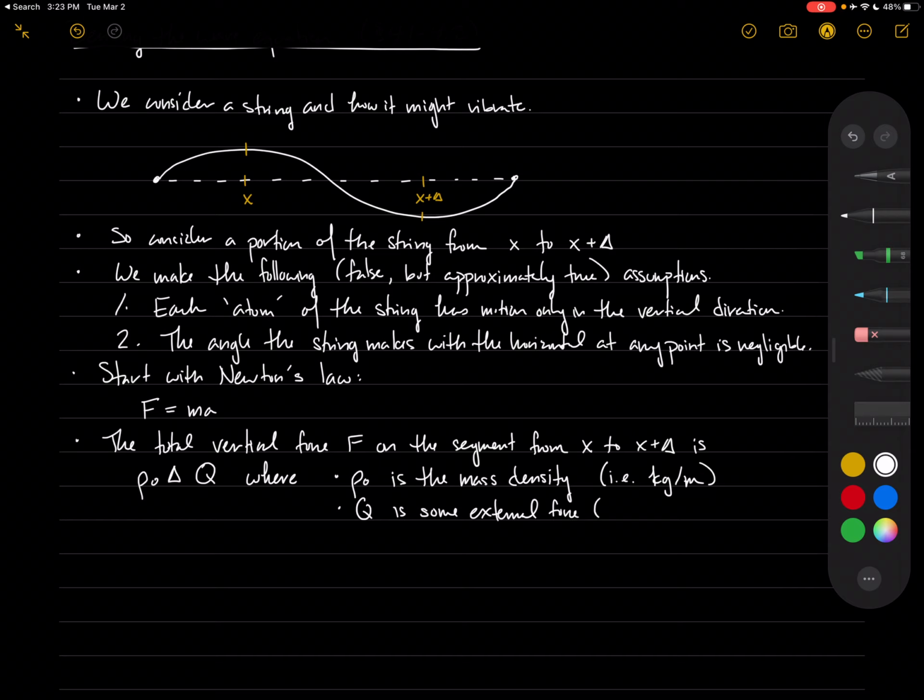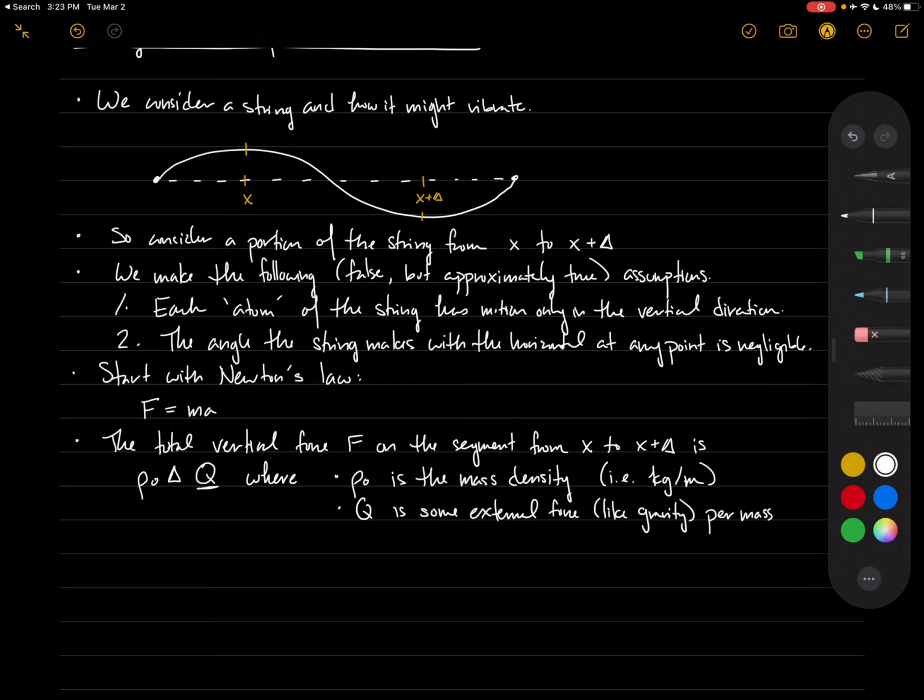The most common one might be gravity. We're thinking about an honest to goodness string. And this is per mass. So just like gravity has the same units as acceleration, here we're thinking about Q as being some force per mass.